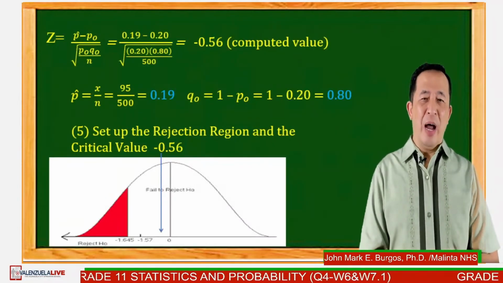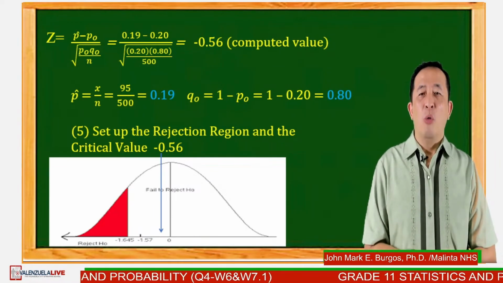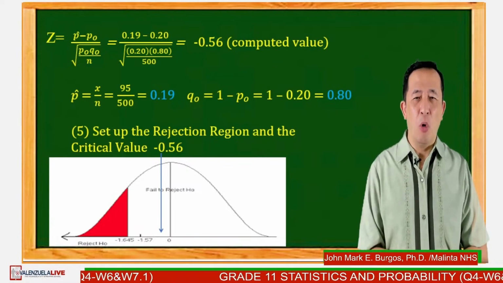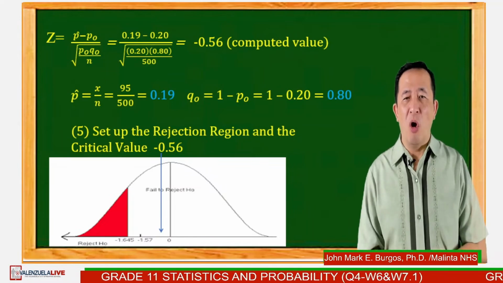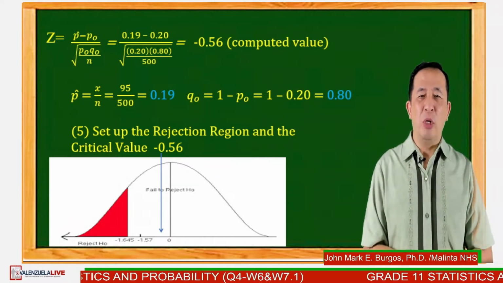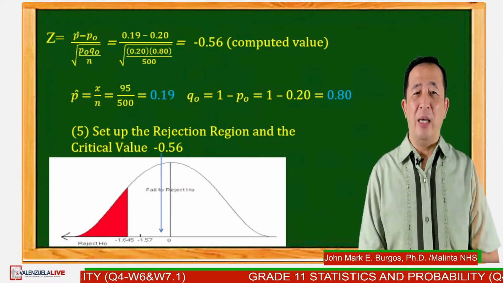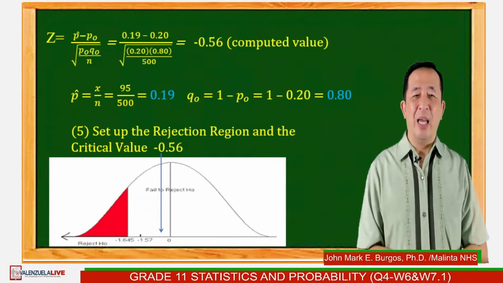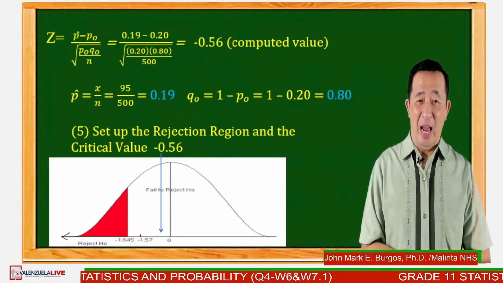Now, to compute the value, or to substitute the values in the formula, we have z is equal to p-hat minus p sub 0 over the square root of p sub 0 times q sub 0 over n, is equal to 0.19 minus 0.20 over the square root of 0.20 times 0.80 divided by 500. So the answer will be negative 0.56, which is the computed value.